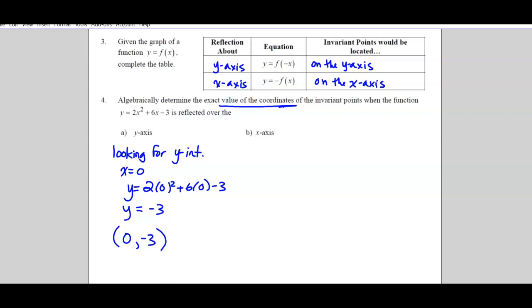So don't do the reflection in the equation. The whole point of it being invariant is it doesn't change, it doesn't move. So you just look at where the points on the y-axis are, in this case the y-intercepts of the original, because it's a function. If you didn't know that, you'd have to equate them. It would still work, but it's a waste of time, and usually students make mistakes.